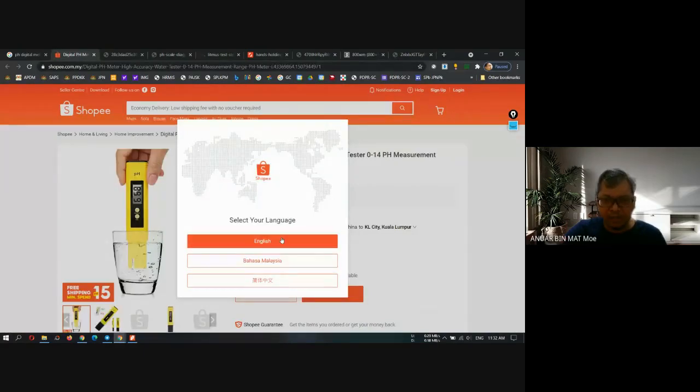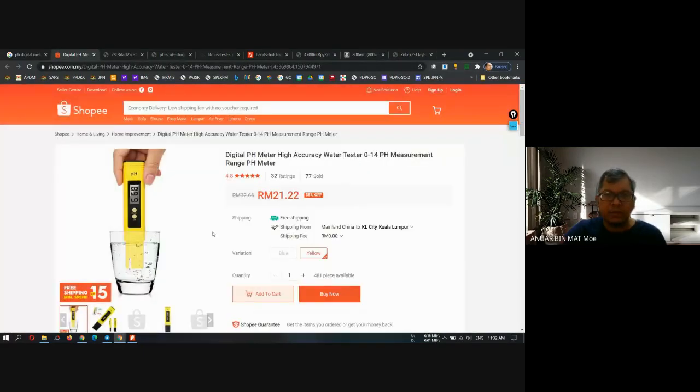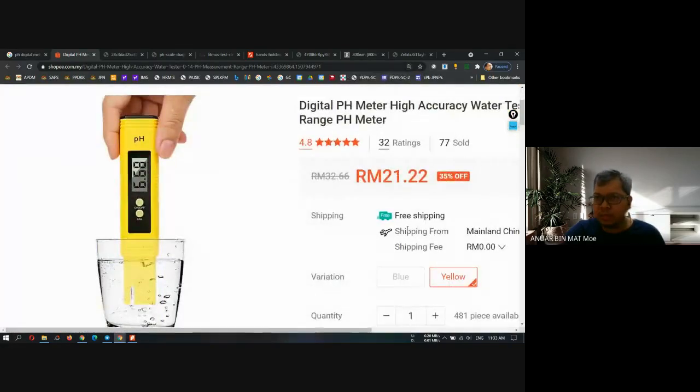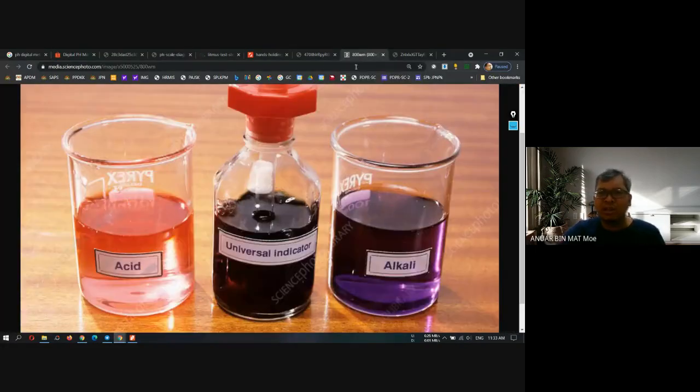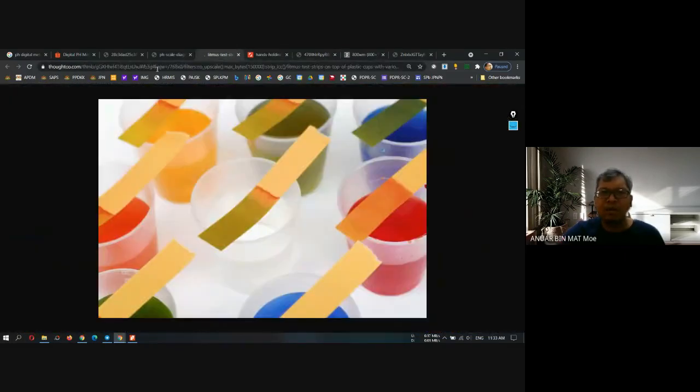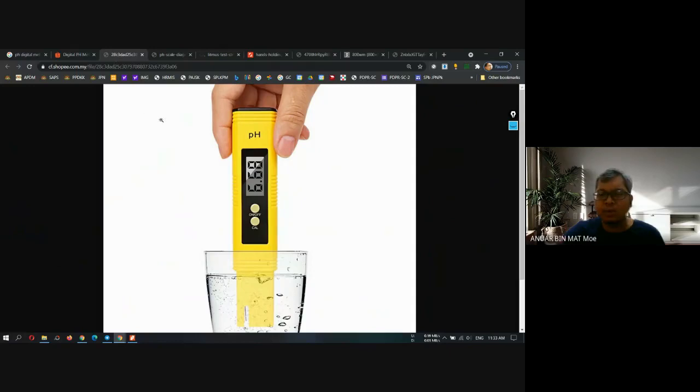Oh, what is this? Okay, for example, we call it a digital pH meter. A digital pH meter, only for 21 ringgit. You no need to use the indicator lah, a phenolphthalein lah, pH paper. There is an easier and quicker way by just using a pH meter.